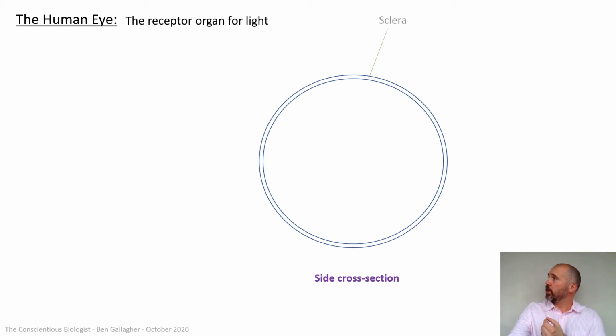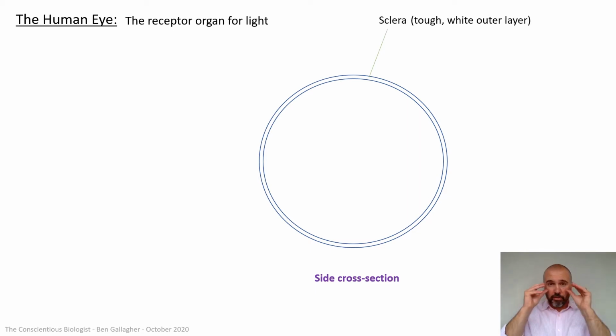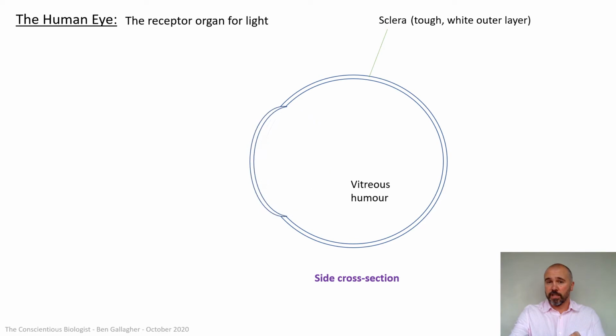But if we're building an eyeball here from a side cross section, the hard outer covering of your eye, the really tough sort of rubbery layer that's white that you can see, that's called the sclera. At the front of the sclera, you've got a layer called the cornea. It's still just the sclera, but the cornea part of the sclera is transparent. That's at the front of the eye so light can get in. The liquid that fills up the whole eyeball is called the vitreous humor.